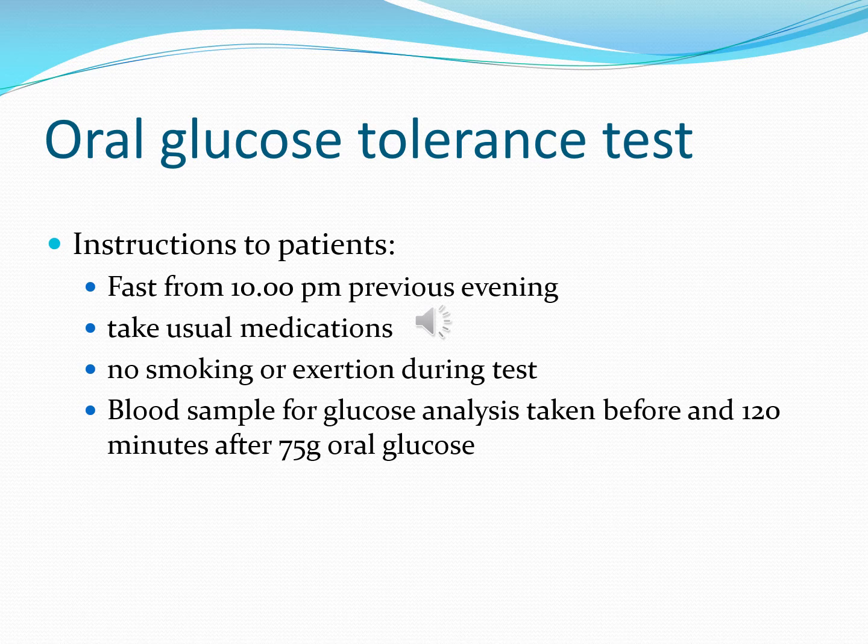These have kind of fallen out of favour, and a lot of the time now we actually measure HbA1c, which we'll mention in a minute. However, it's still one of the gold standard tests. So the instructions would be for the patient to fast from 10 p.m. the previous evening. You can take usual medications, no smoking or exertion during the test. Sit the patient down, take a blood sample for glucose, and then you give them 75 grams of oral glucose.